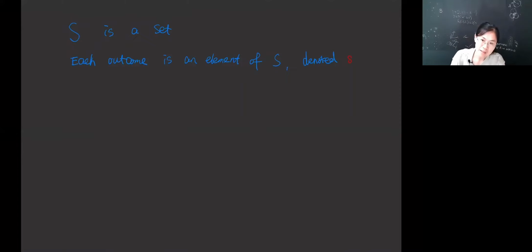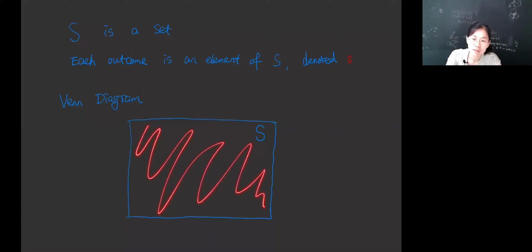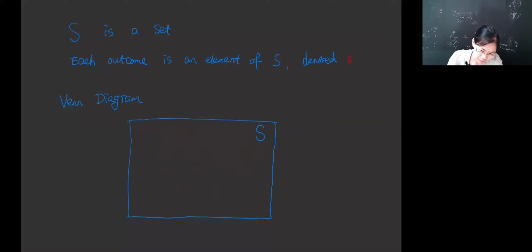For set theory, one useful tool is the Venn diagram. A Venn diagram is basically just a box that symbolically stands for the sample space. And an outcome is a point in this sample space. That's an element of the sample space. If little s is an element of the sample space, we also denote that little s belongs to big S.